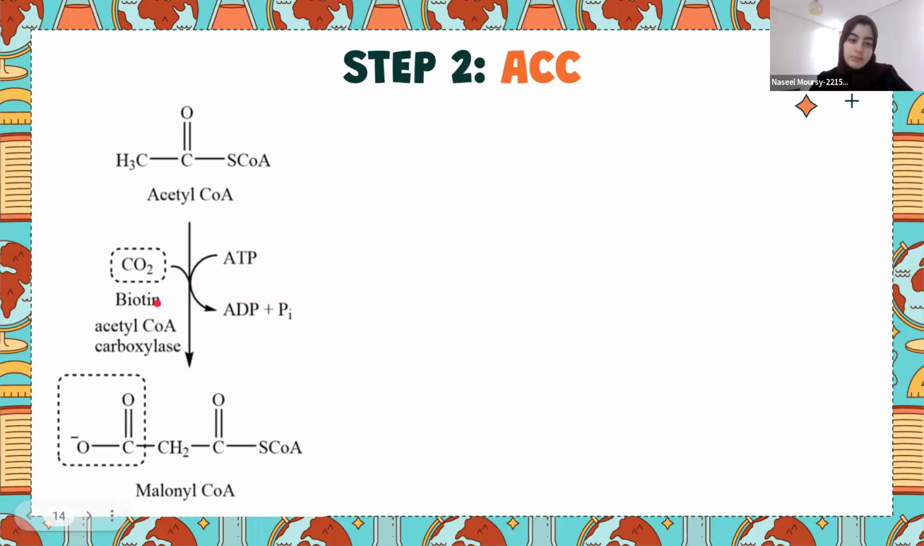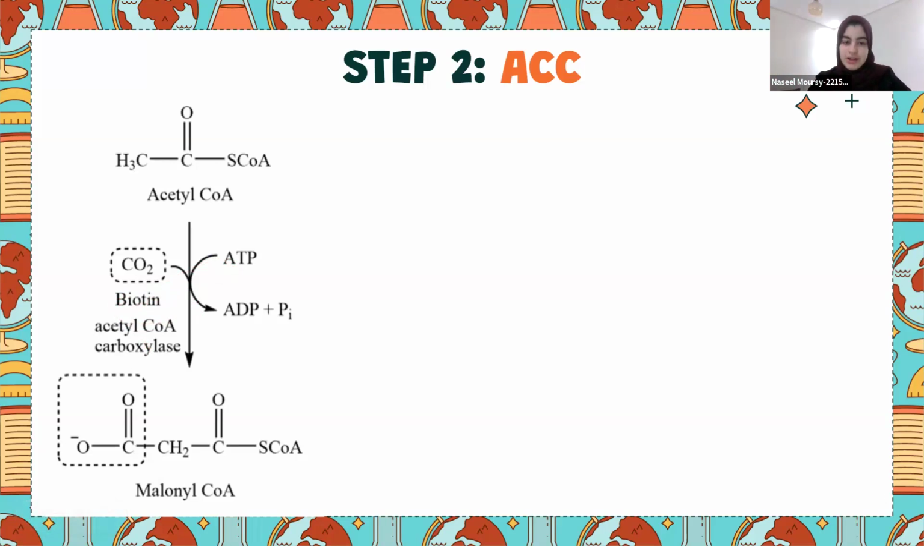Remember, this enzyme requires biotin, which is a vitamin. If you really want to know, it's vitamin B7, but that's not important. It also requires ATP. This enzyme is very important. Why? Because it is the rate-limiting step of fatty acid synthesis.